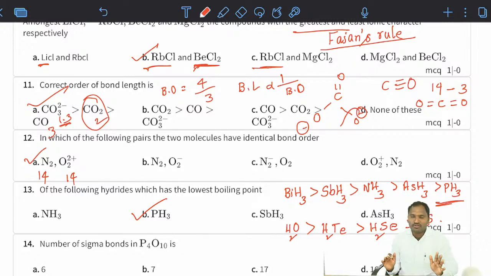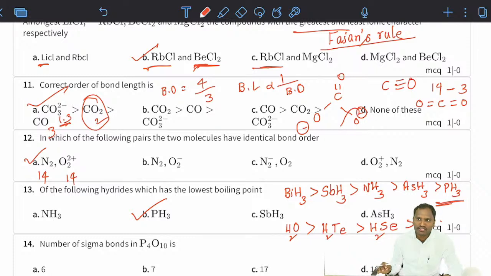Follow the same thing in the case of hydrides of group 17 elements also. HF comes first, afterwards HI, HBr, HCl. The hydride with the lowest boiling point is HCl. HCl here, H2S, and in group 15 elements PH3. Hope you understood this one, students.